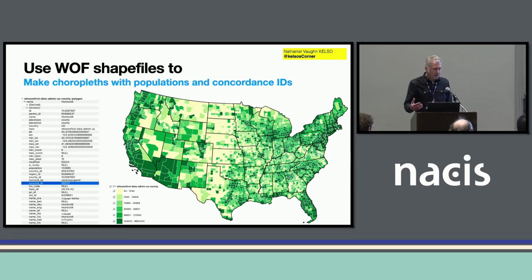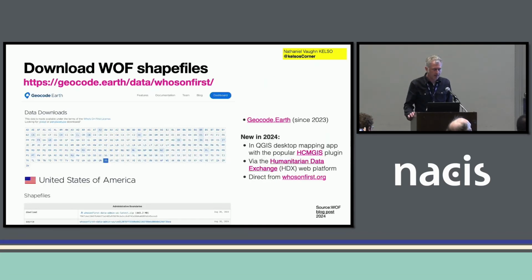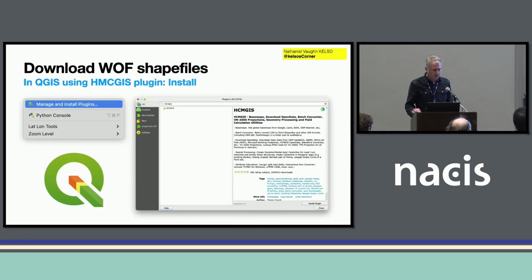So over the last couple years, we've made it a lot easier to use Who's on First. You can download it in shapefile format now and quickly make a map like this, US counties and population density. So let's talk about how you can do that. You can download from whosonfirst.org now, and also a QGIS plugin, so you don't have to find the website. You can just point and click in the software and get the data. So let's walk through that.